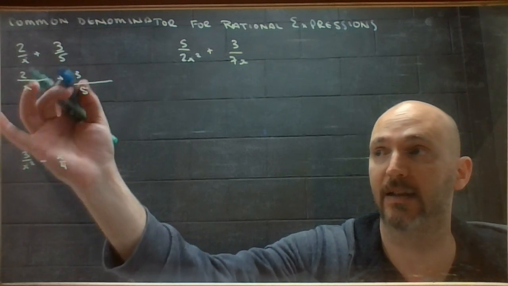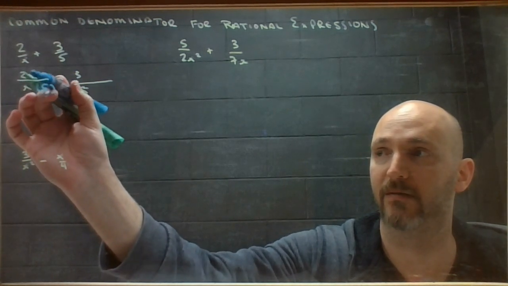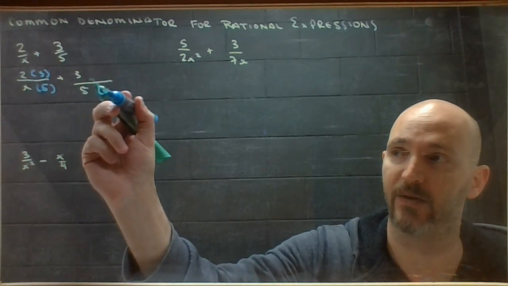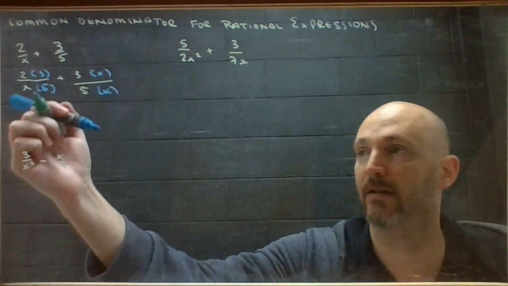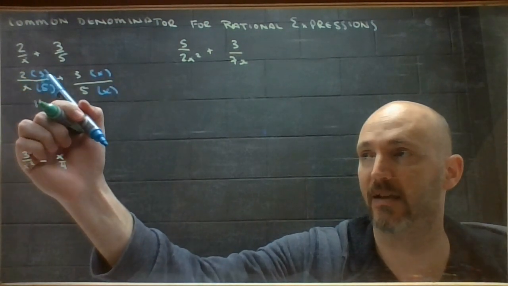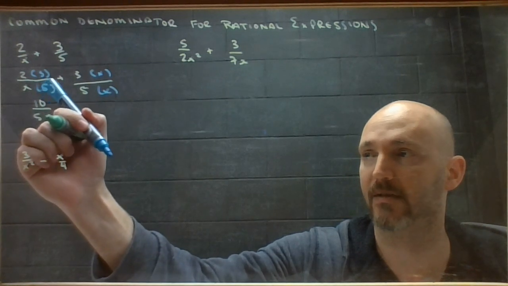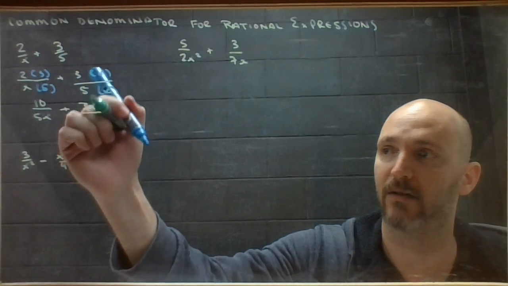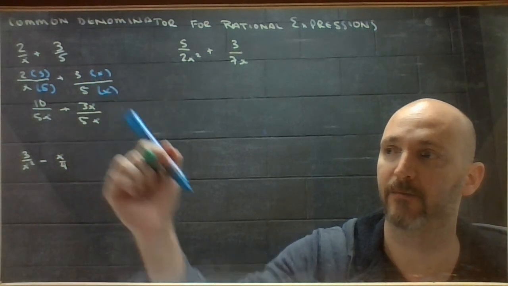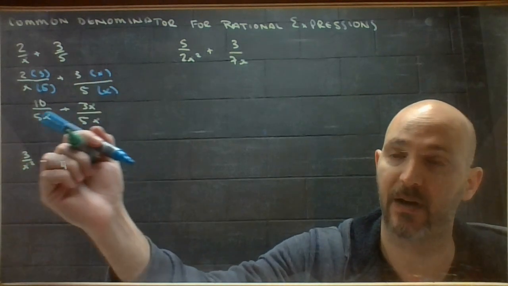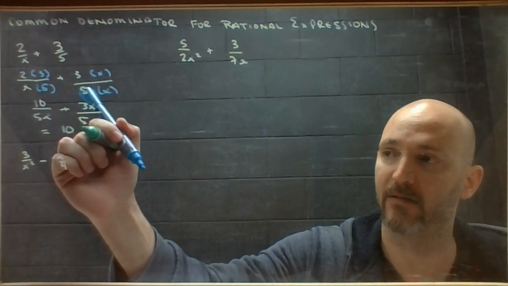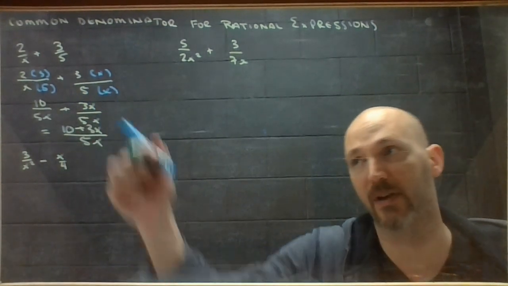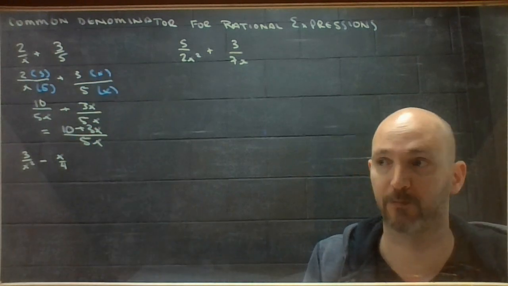This one has an x, it needs a 5, so I introduce a 5. This one has a 5, it needs an x, so I introduce an x. That gives me 2 times 5 is 10 over 5x. 3 times x is 3x over 5x. And these are both divided by 5x, so I can combine them as 10 plus 3x over 5x. I've written these two things as a single fraction.